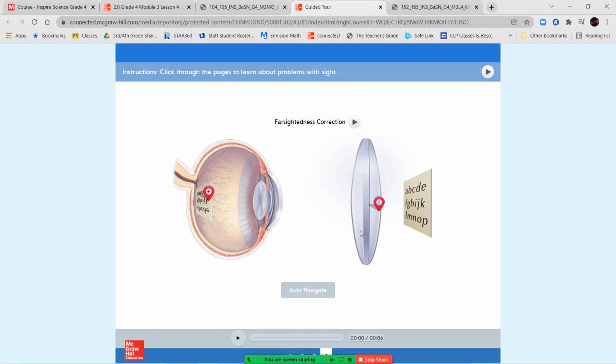Now here you can see they're using a different kind of lens. And this lens we said is thicker in the middle. And this is called a convex lens. So remember, this looks like a V at the bottom, convex. And it moves the location of where the image shows up on the back of the eye, in the retina, so that it's easier for you to see it more clearly.